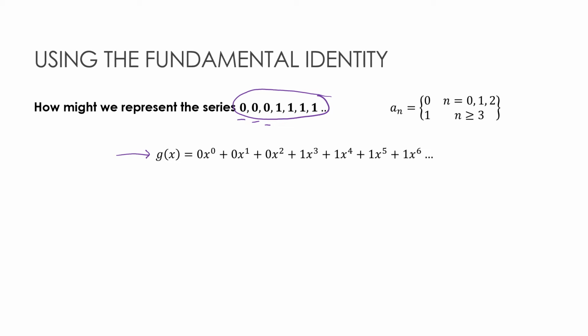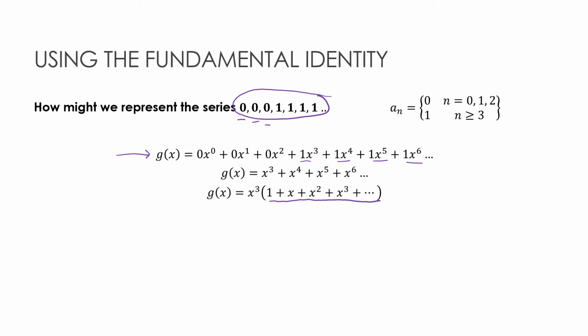Well, essentially what I'm doing is I've got x to the third, x to the fourth, x to the fifth, etc. And I don't have an identity to use for that. What I do have, though, is I have this guy, which is the fundamental identity, which, if you'll recall, was 1 over 1 minus x. And if I take an x to the third out of that, out of what I had originally, then I've got x cubed times that fundamental identity.